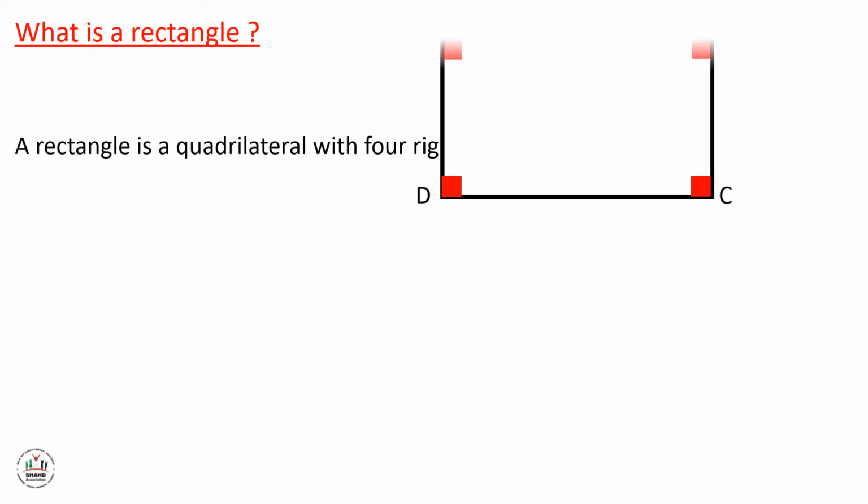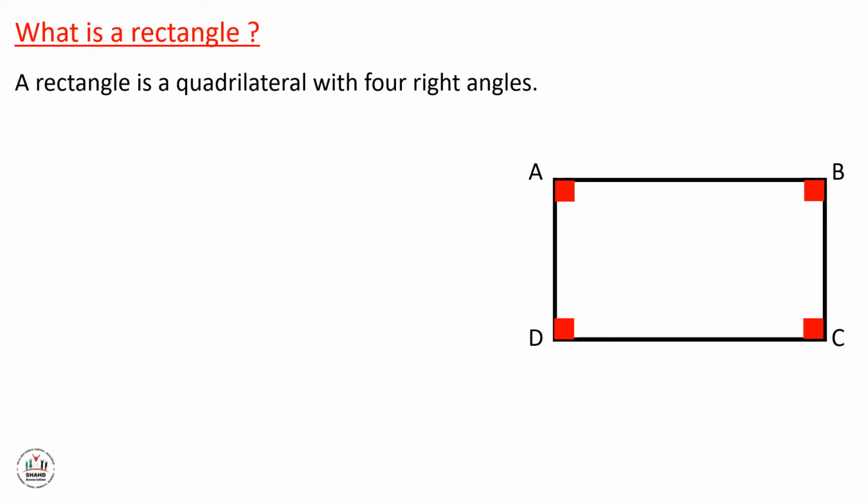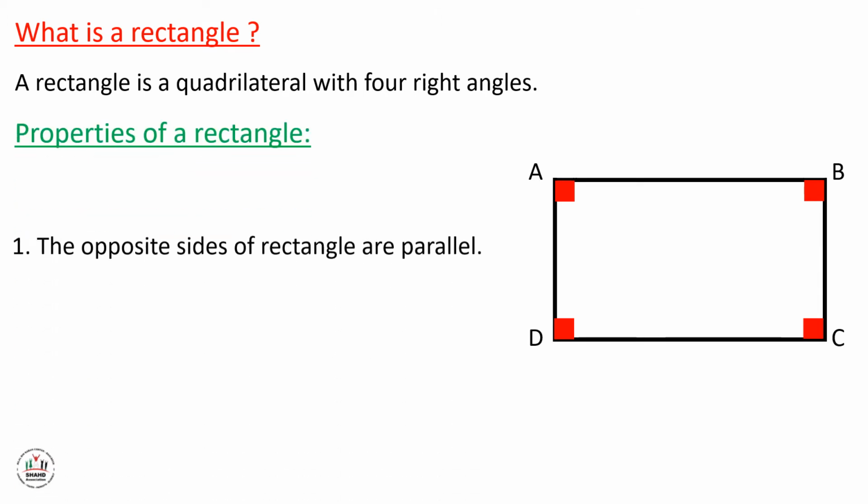We did a revision in the Engage and Explore section about the properties of quadrilateral and about the types of quadrilateral shapes. One of these shapes was a rectangle. What is a rectangle? A rectangle is a quadrilateral with four right angles. Now let's learn in details the properties of a rectangle.